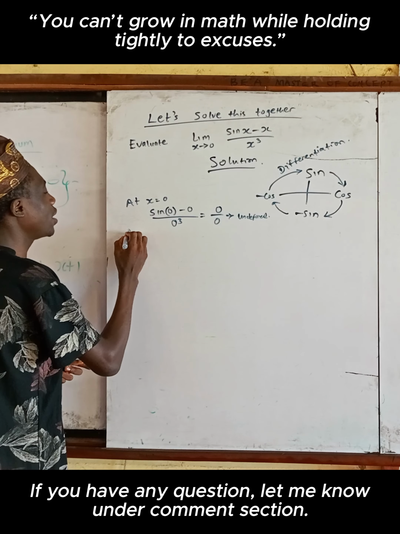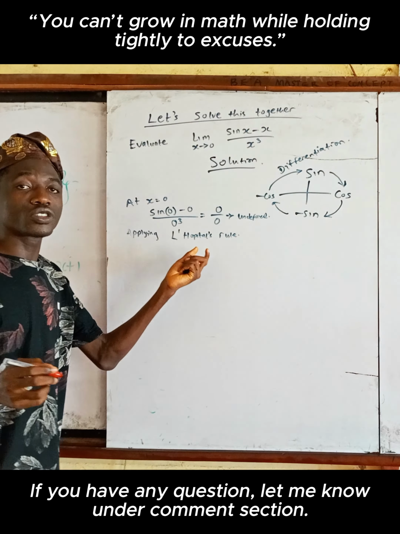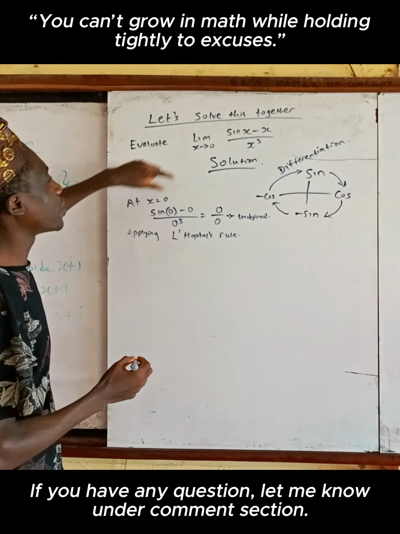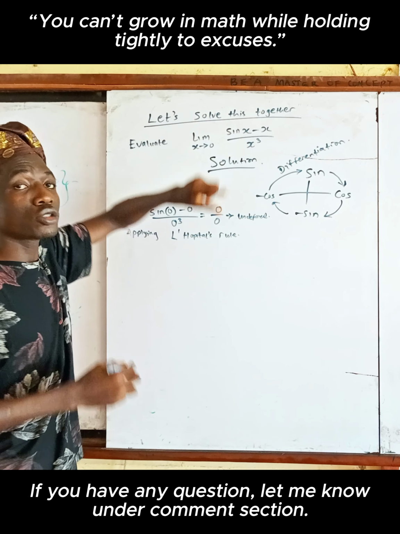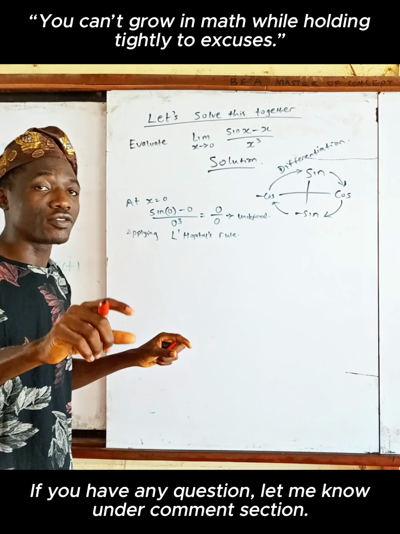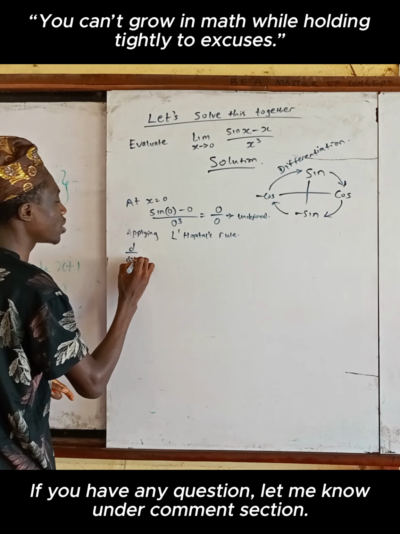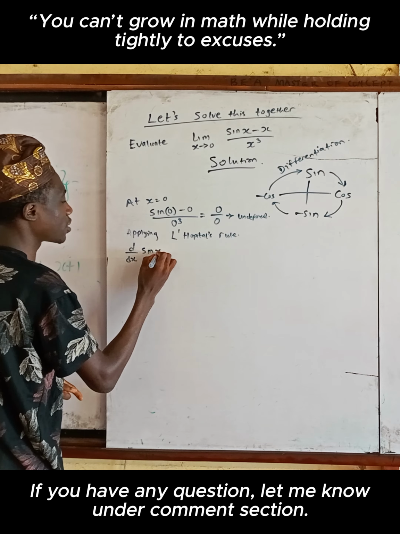Let's check. Apply L'Hopital's rule. And what does this rule tell us? It tells us that we are going to differentiate any given limit. We are going to differentiate it. After differentiating it, we now take the limit at that given value, which is as x tends to 0. So we have d with respect to x of sine x minus x.